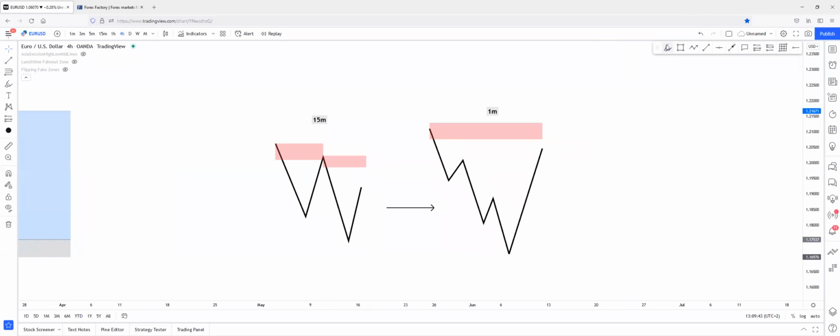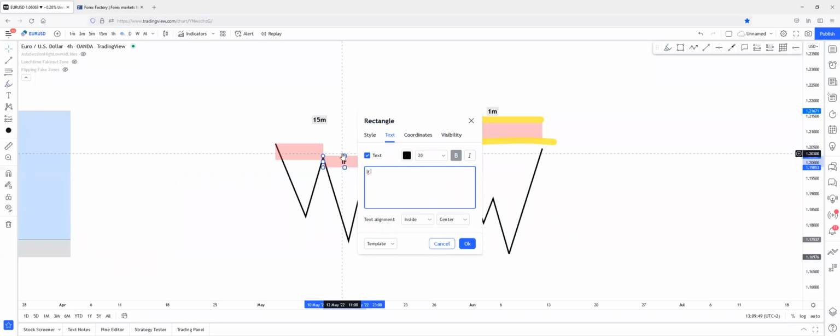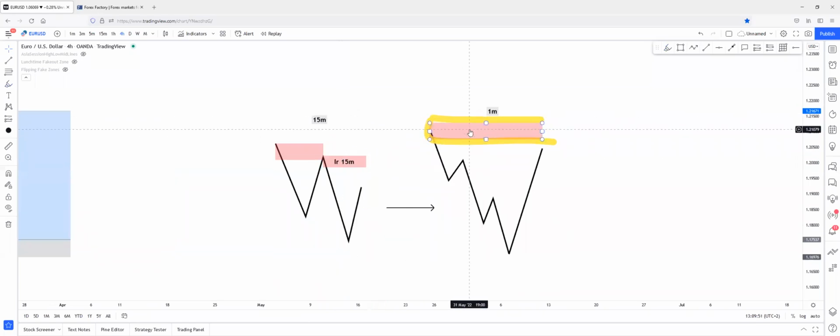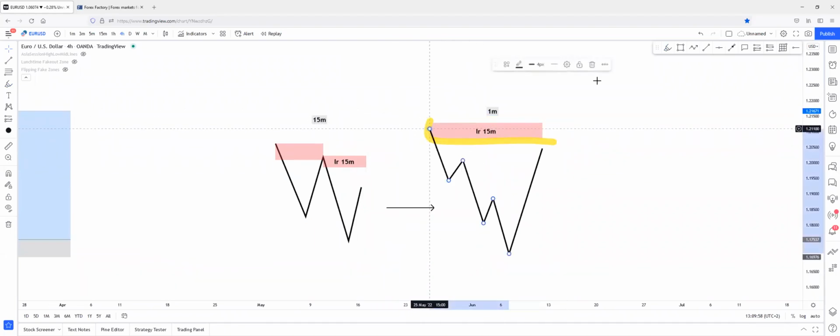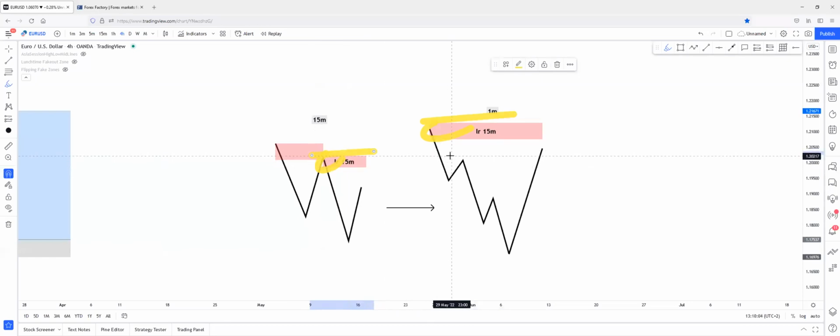Just take a look at this 1 minute chart. So this was the last recent 15-minute supply zone, which has been marked right here. So this is the last recent 15-minute supply. And I will type it right here once again: last recent 15-minute supply.